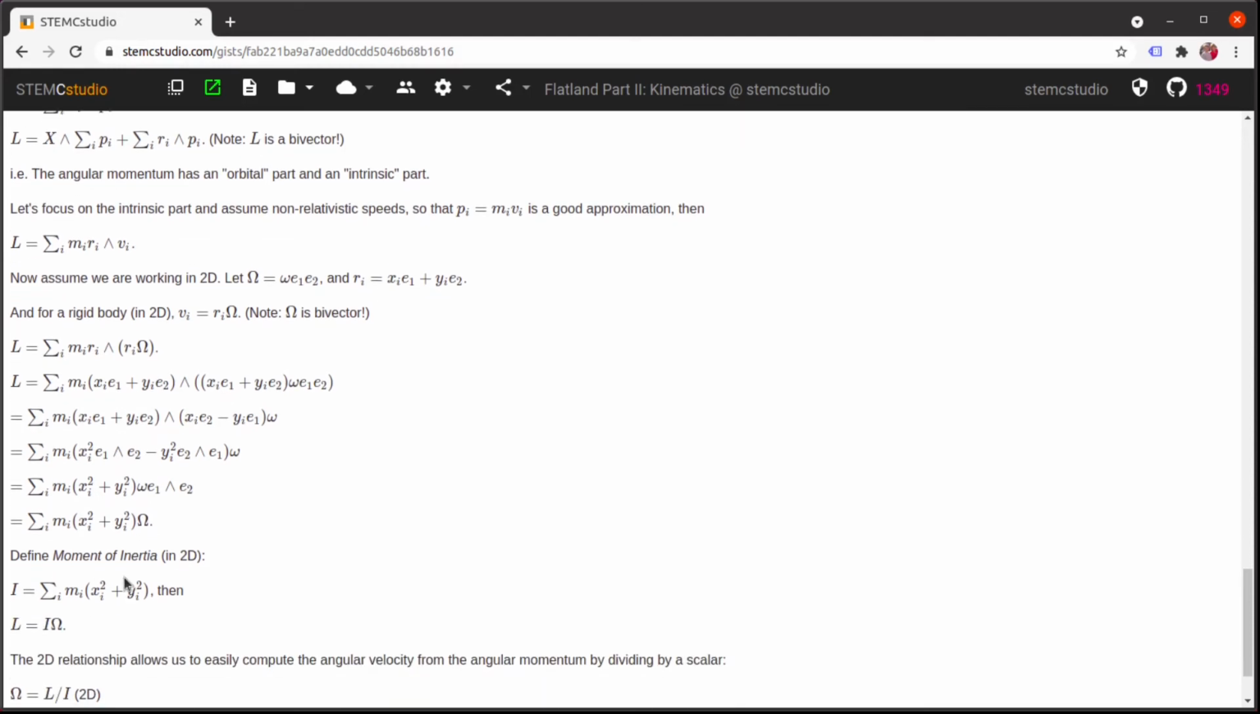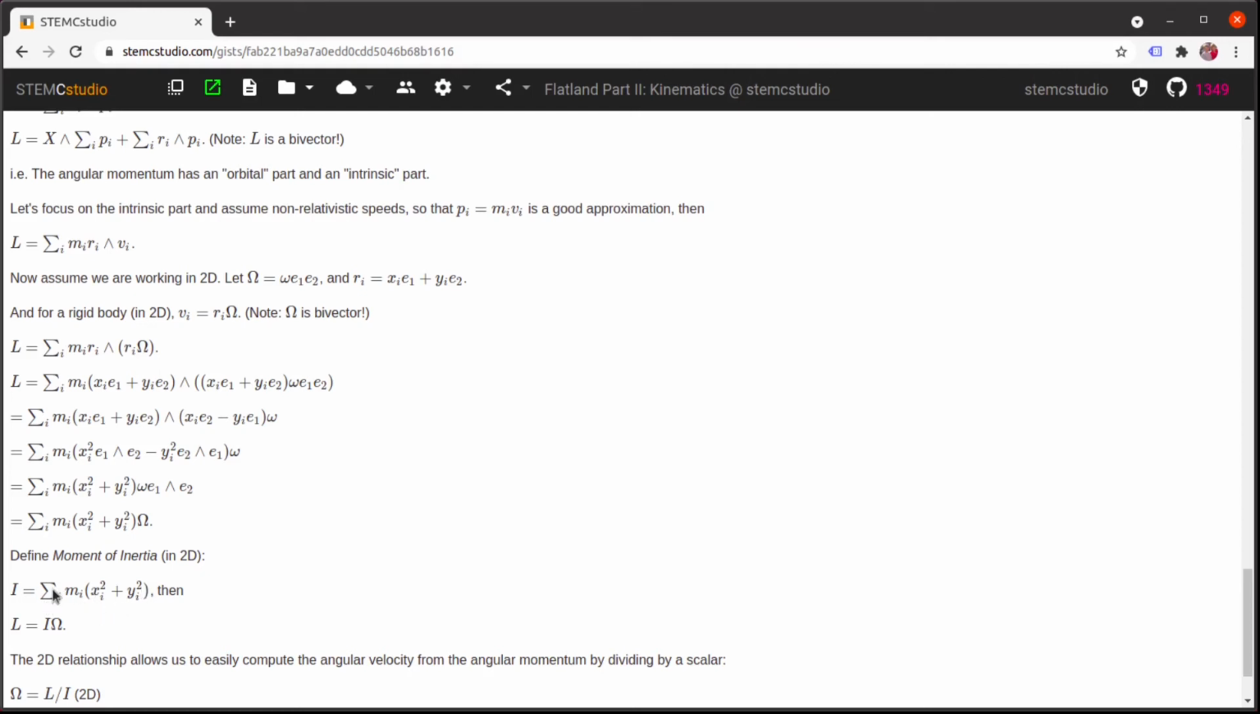And now what you see, or some of you might have come across this formula already, is what we call the moment of inertia, okay, in 2D. So the moment of inertia is this number that we can calculate for a body, and it's a scalar quantity, just because mass is a scalar, and these are just magnitudes.